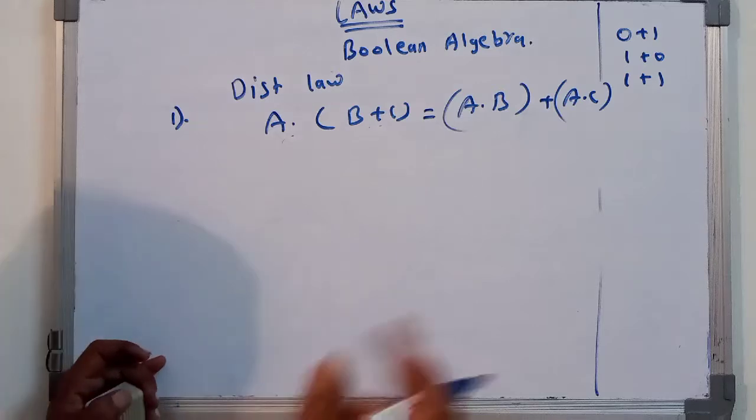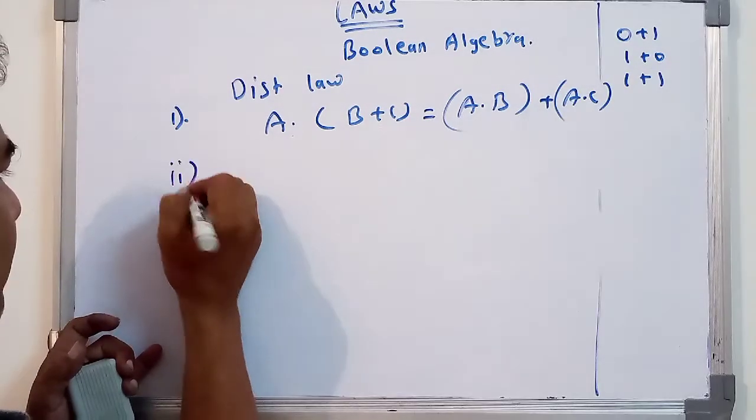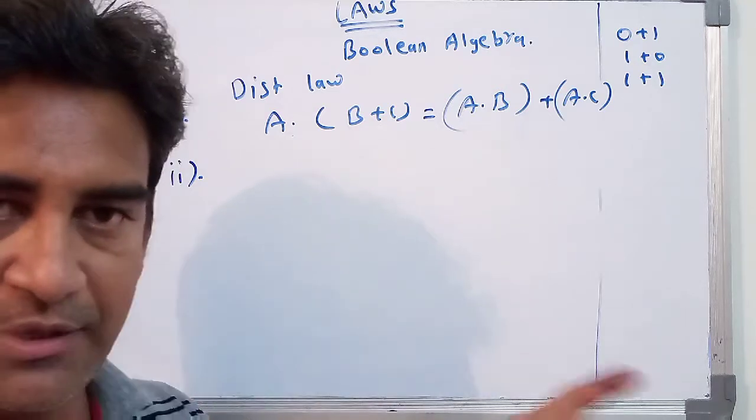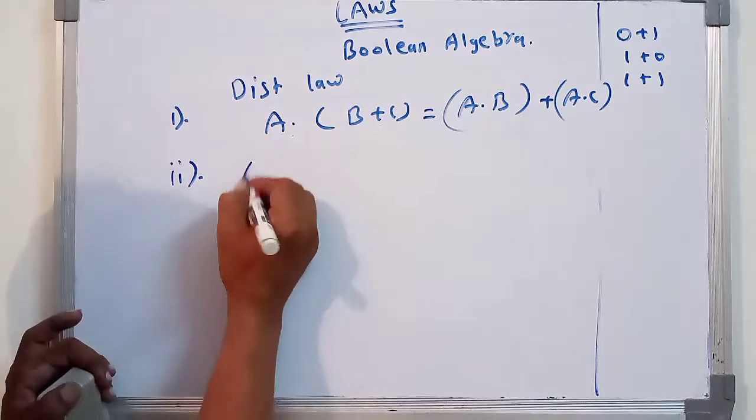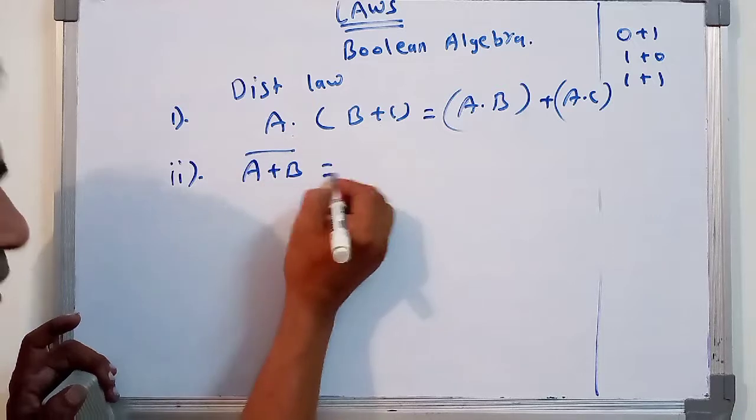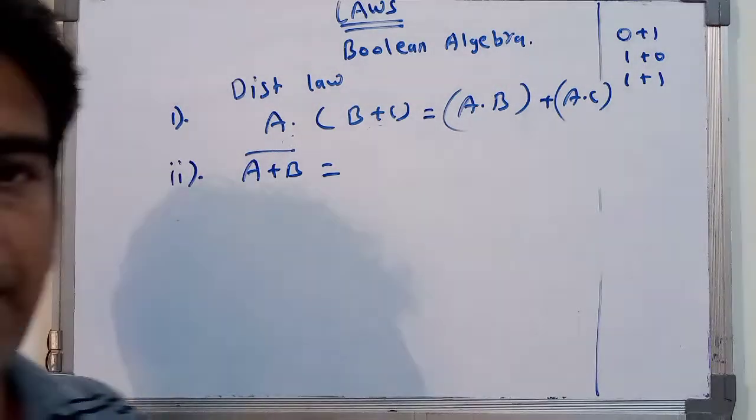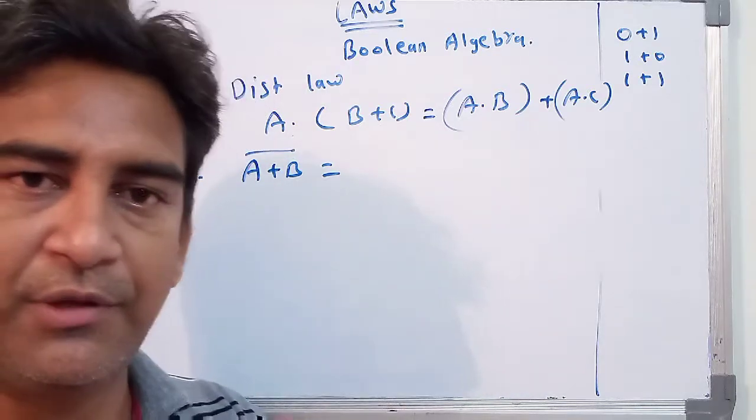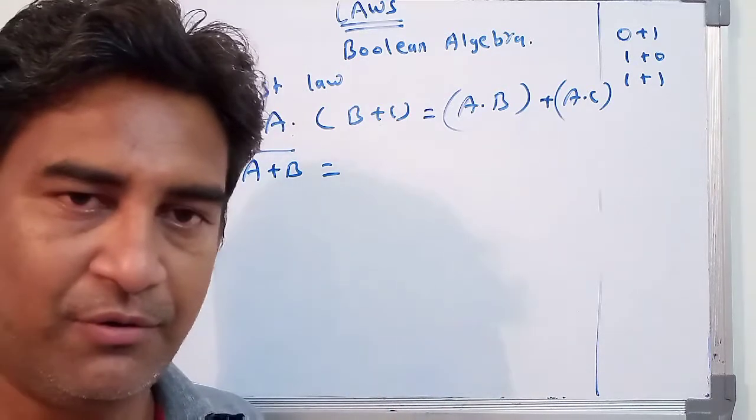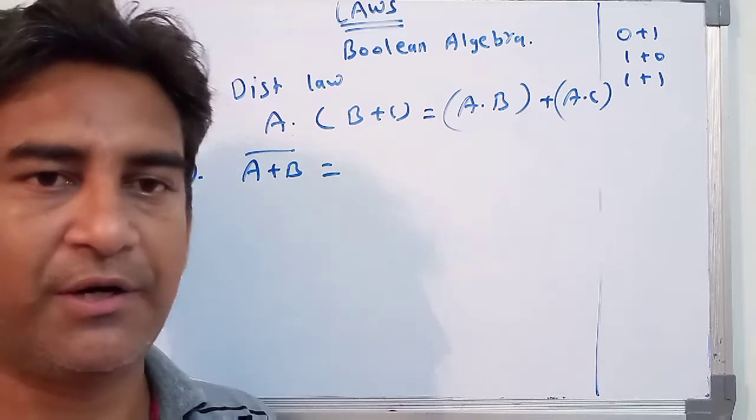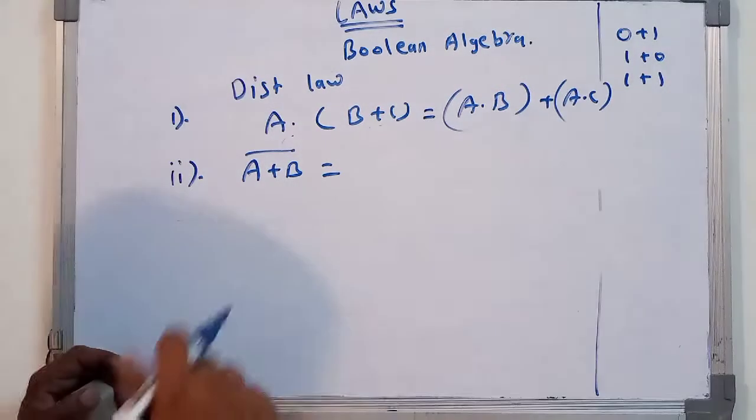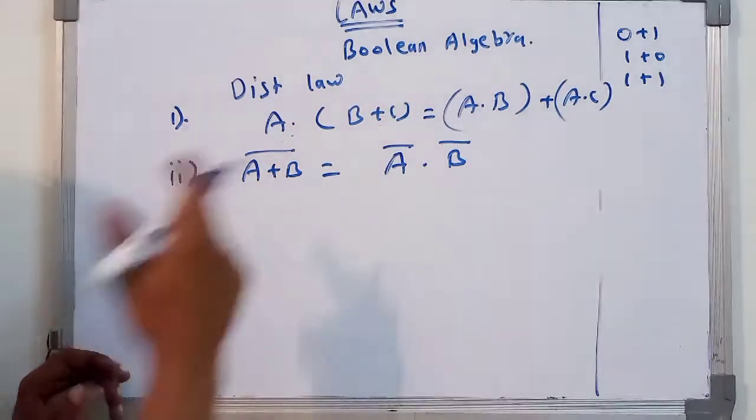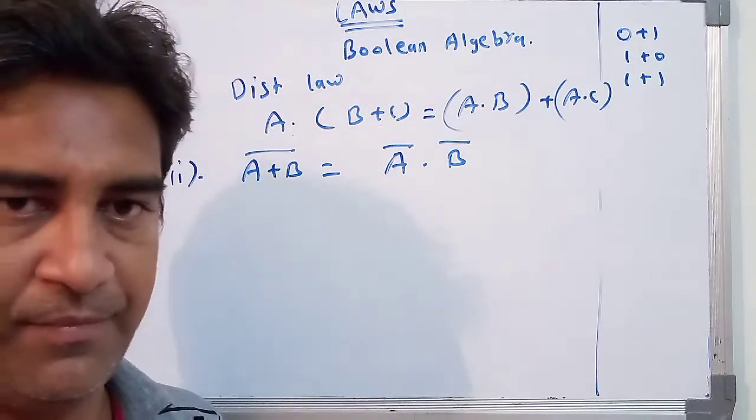Another thing in the distributive law, you have this a plus b whole bar. Consider the a plus b whole bar. What will you get if you distribute the value? The plus will be converted into the multiplication, means a dot, and if it is a dot, it has to be converted into the plus. But what thing? A bar dot b bar. This is the distribution we have made.